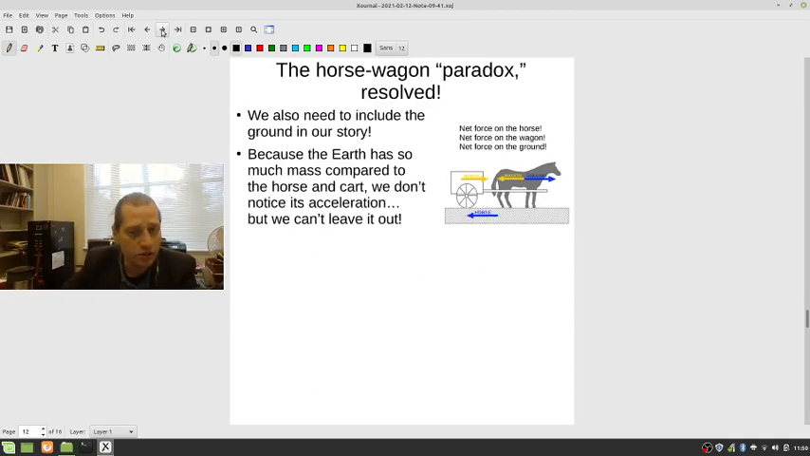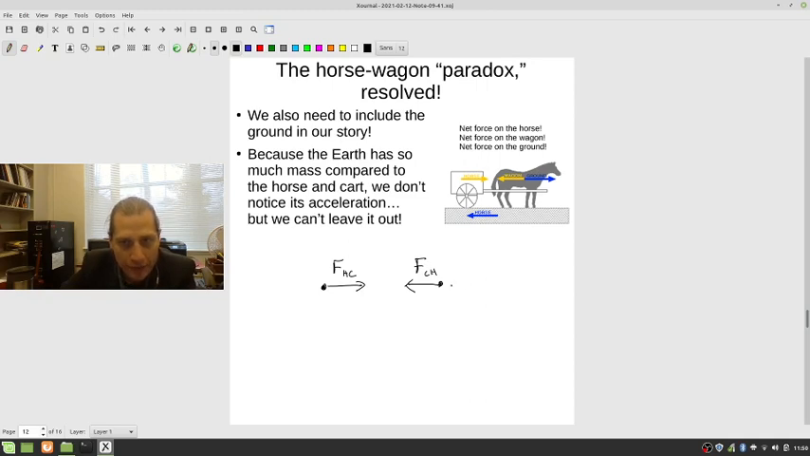And what I think is the resolution to this paradox is that you have to include the ground. So, is it true that the horse and the cart are pulling on each other with the same amount of force in opposite directions? Yes. So the force of the horse on the cart and the force of the cart on the horse, those are balanced. If those were the only two forces that we could care about, and the horse and the cart or the wagon were connected, you indeed would not have any motion.